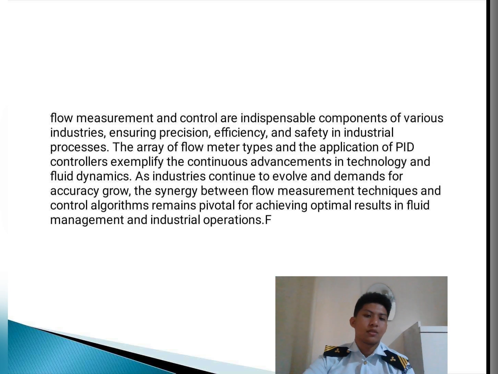And as industries continue to evolve and demands for accuracy grow, the synergy between flow measurement techniques and control algorithms remains pivotal for achieving optimal results in fluid management and industrial operations.